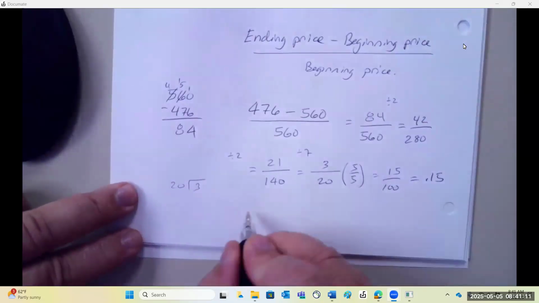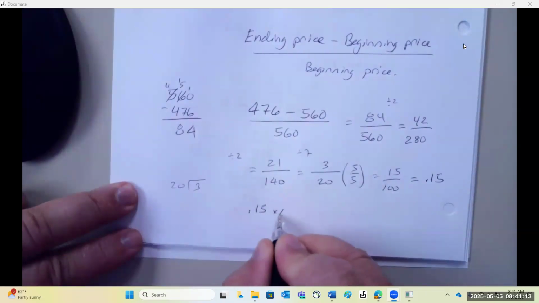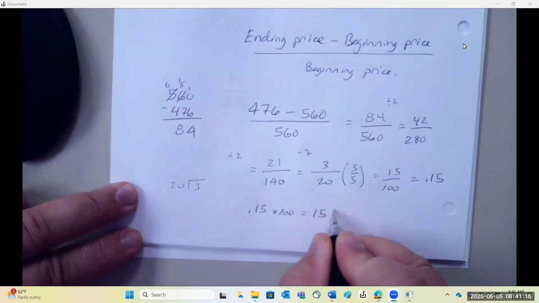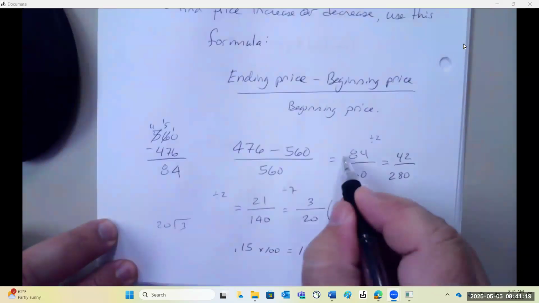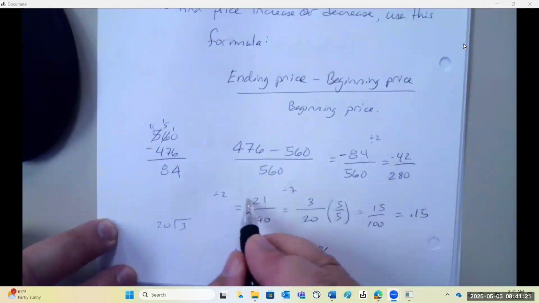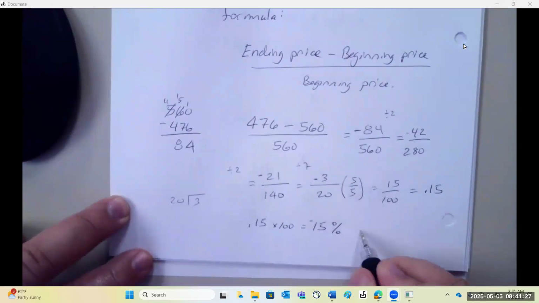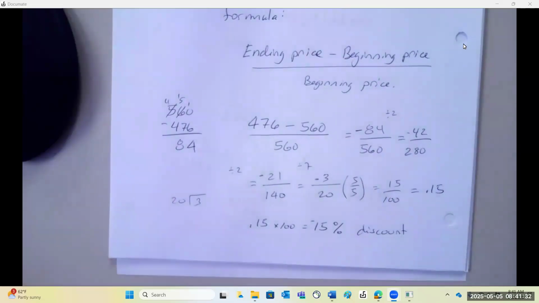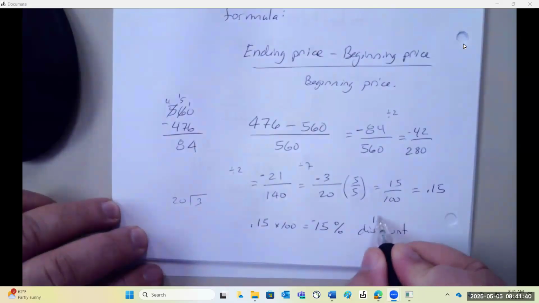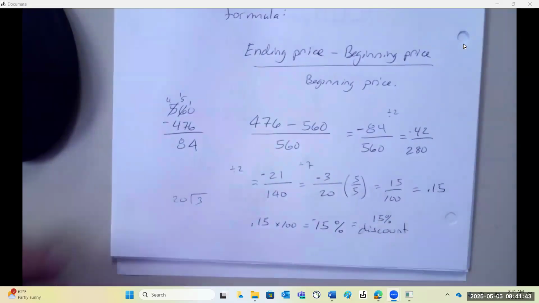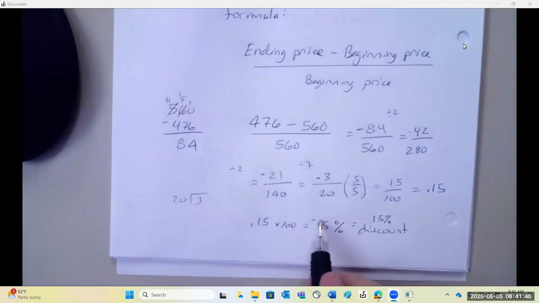So multiply that. 0.15 times 100 equals 15%. Well, remember, this is supposed to be a negative number anyway, since we know it's a decrease because of that equation there. So it's a 15% discount. You wouldn't put the negative, but since the answer is negative, we know it's a 15% discount. If it was a positive number, it'd be a 15% increase.